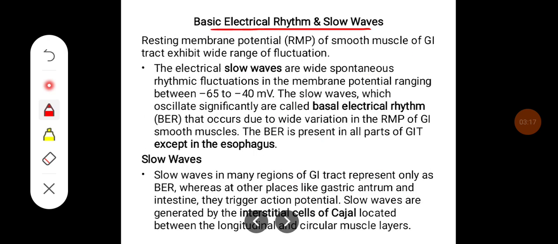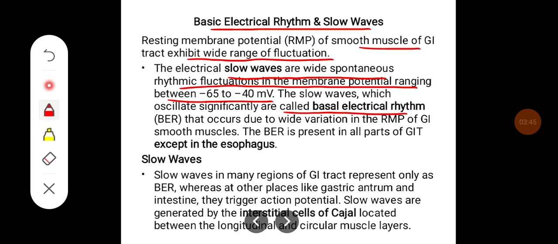Basic electrical rhythm and slow waves. The resting membrane potential of the smooth muscle of the GI tract exhibits a wide range of fluctuation compared to other types of muscle fibers. The electrical slow waves are wide, spontaneous, rhythmic fluctuations in the membrane potential ranging between minus 65 to minus 40 millivolts. The slow waves, which oscillate significantly, are called basal electrical rhythm, that is BER, that occurs due to the wide variation in the RMP of GI smooth muscles. The BER is present in all parts of the GIT except in the esophagus.